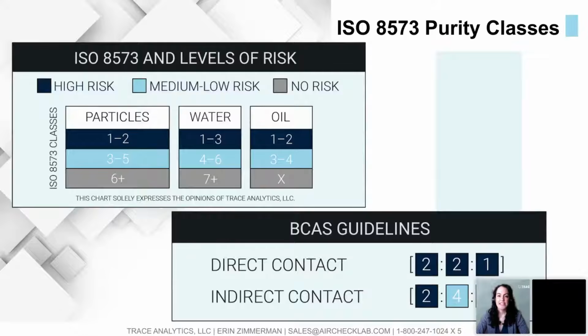All right. And so because many of these schemes don't tell you what classes you should be testing to, I thought it would be helpful to discuss how manufacturers determine classes they should be meeting. So this is definitely one of the most frequently asked questions we get. So ISO 8573 purity classes are broken down by levels of risk based on what the manufacturer determines those risk levels are for their individual use and systems and products.